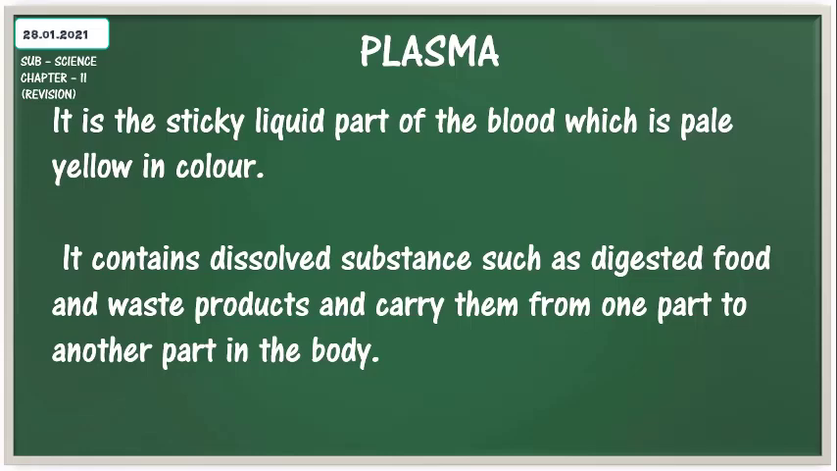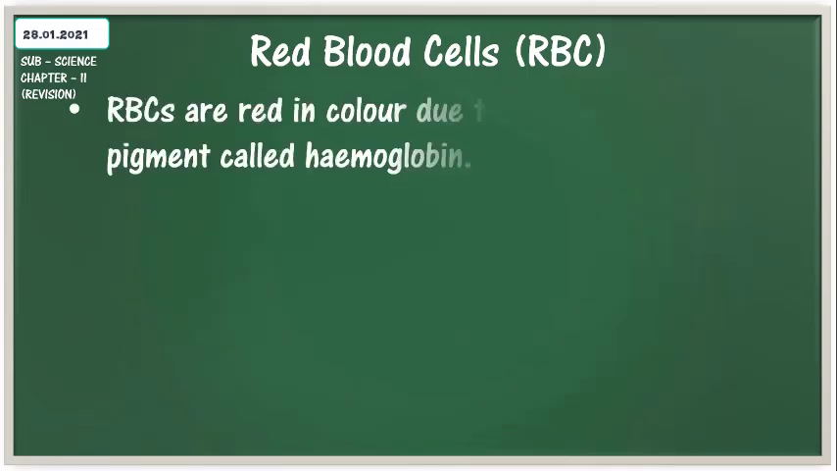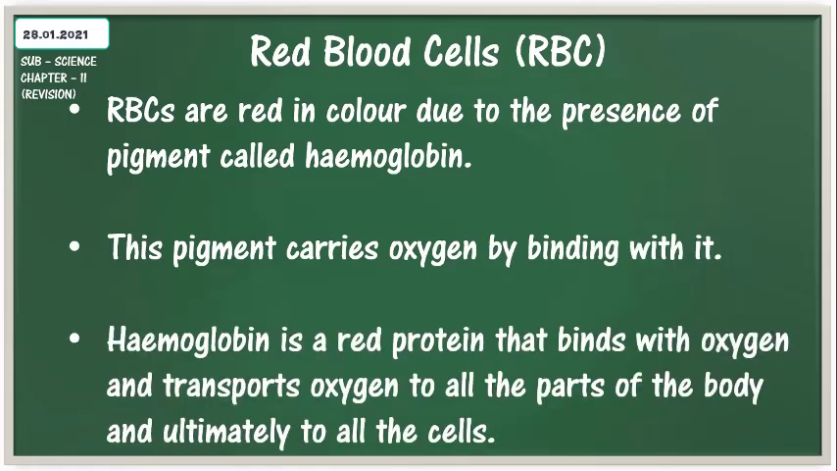RBCs. RBCs are red in color due to the presence of a pigment called hemoglobin. This pigment carries oxygen by binding with it. Hemoglobin is a red protein that binds with oxygen and transports oxygen to all the parts of the body and ultimately to all the cells. It is the presence of hemoglobin which makes the blood appear red.